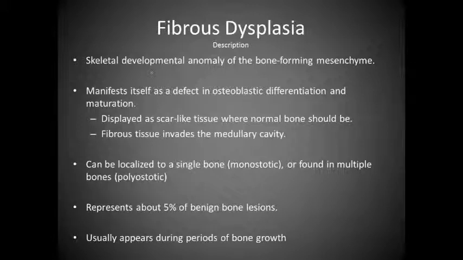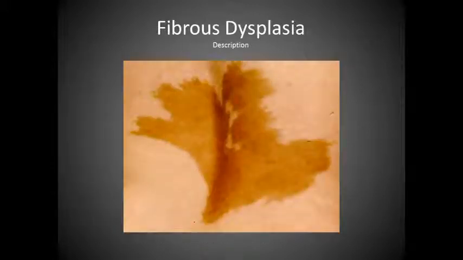It can be localized to a single bone, which is monostotic, or found in multiple bones, which is polystotic. It represents about 5% of benign bone lesions, and it usually appears during periods of bone growth. So it would be easy to assume adolescence would be the most common time because of the amount of bone growth occurring here. But notice that it is a benign bone lesion, so the prognosis is not as morbid as some of the other diseases that we've looked at.